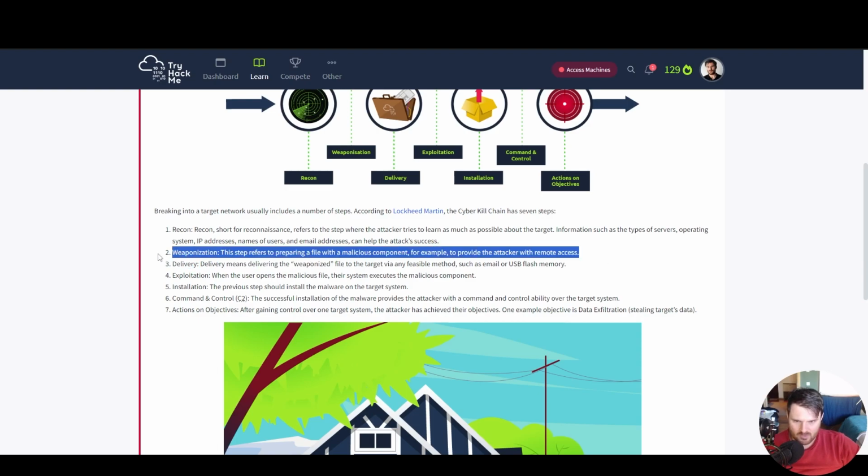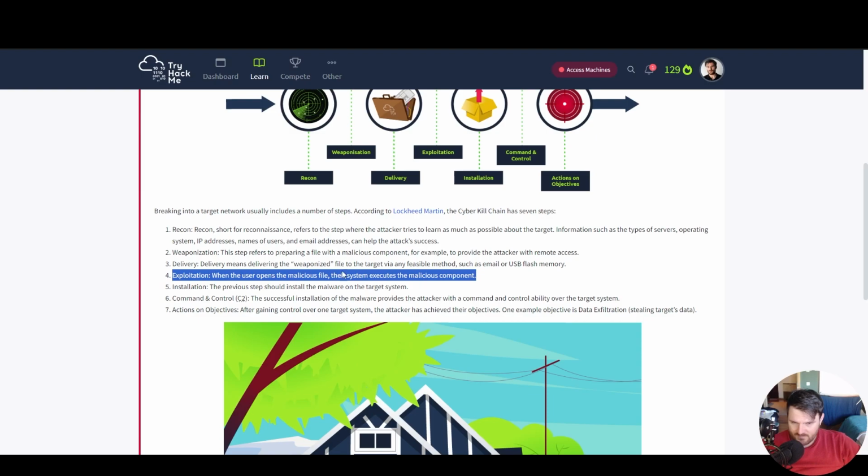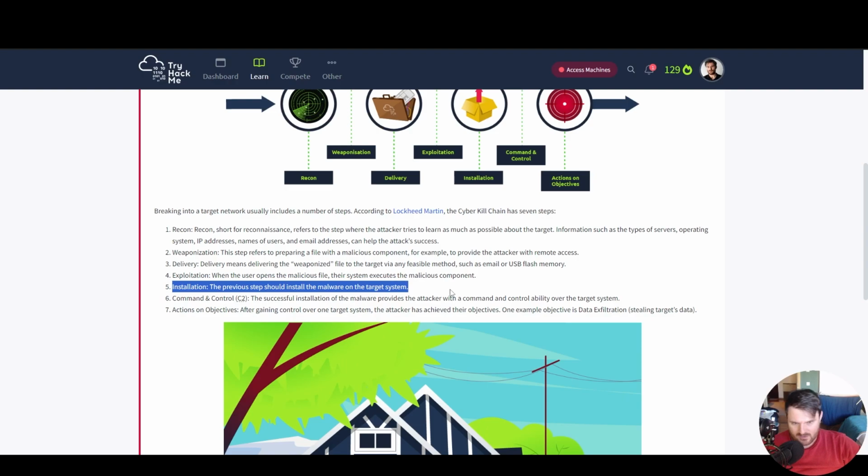Weaponization. This step refers to preparing a file with a malicious component, for example, to provide the attacker with remote access. Delivery means delivering the weaponized file to the target via any feasible method, such as email or USB flash memory. Exploitation. When the user opens the malicious file, their system executes the malicious component. Installation. The previous step should install the malware on the target system.